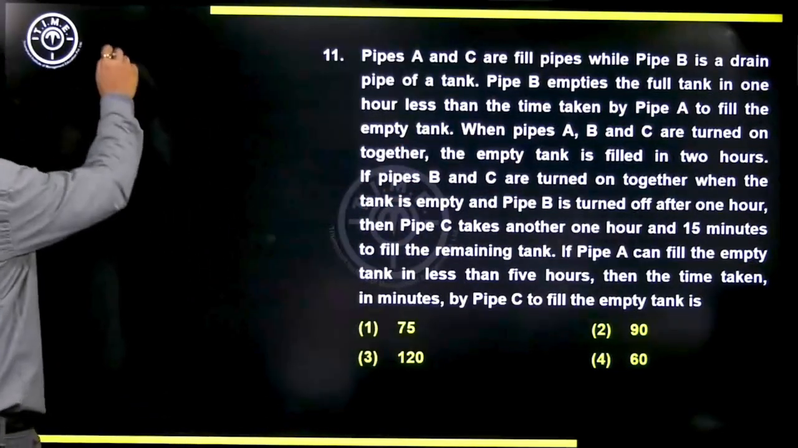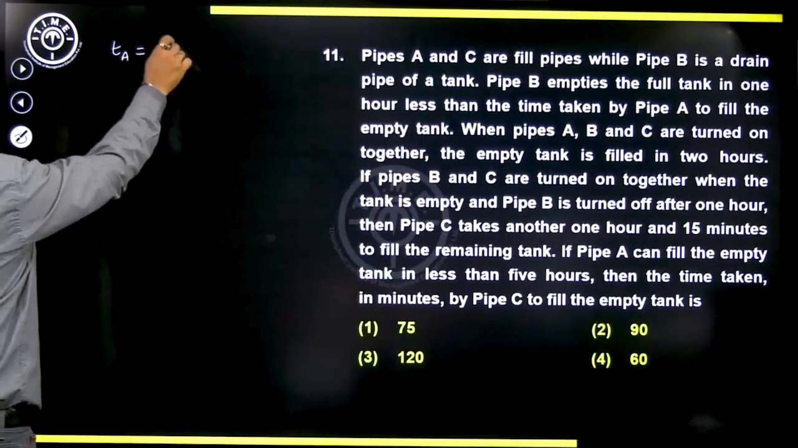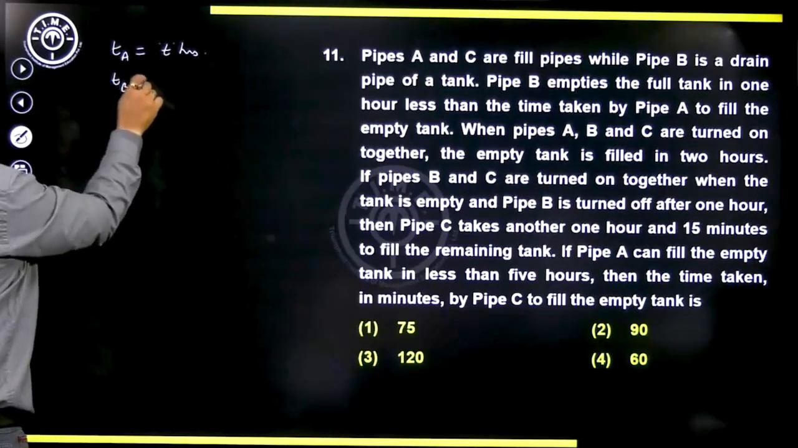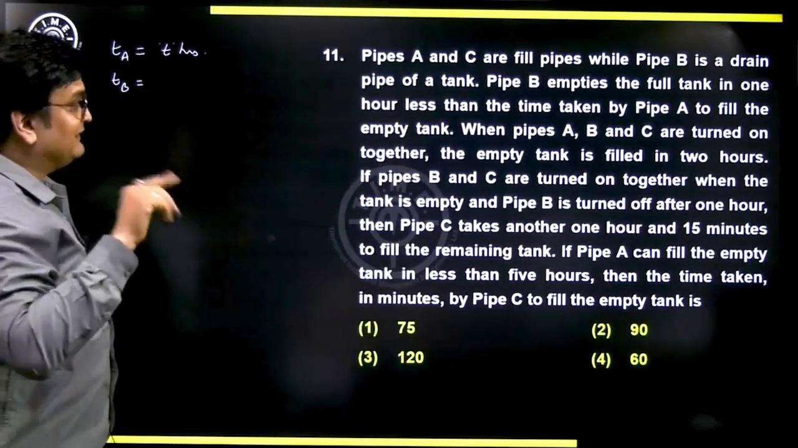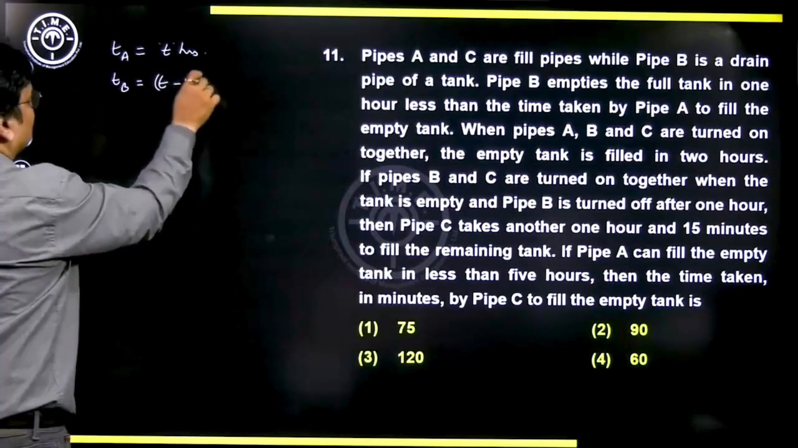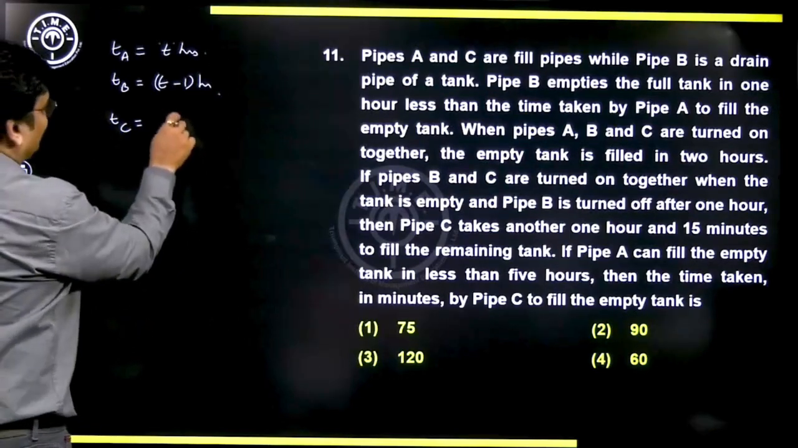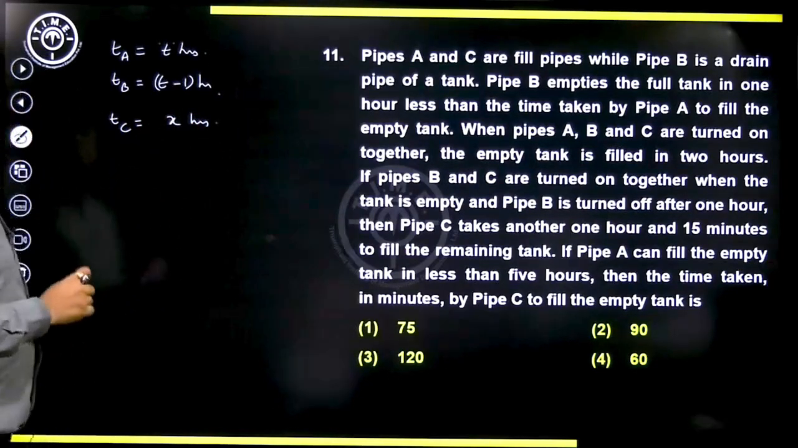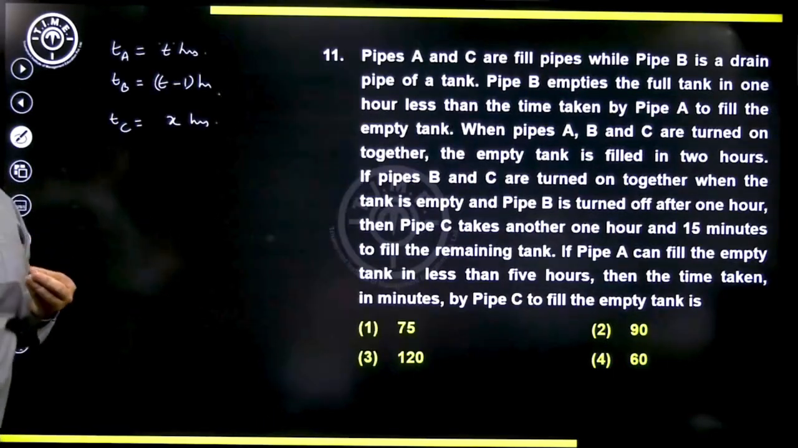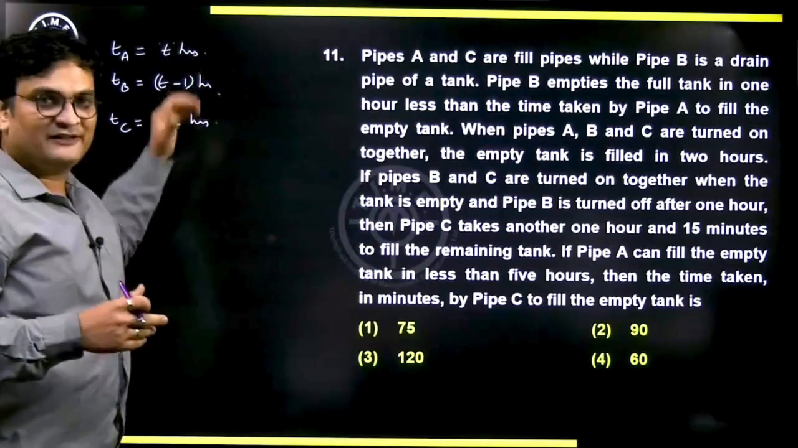So suppose the time taken by A is T hours. So the time taken by B to empty will be 1 hour less, so it will be T minus 1 hour. And the time taken by C, it's not given to us, suppose it is X hours. If I know the times, I can also find out the rates, in the sense of how quickly they can fill or empty the tank, we can figure that out.